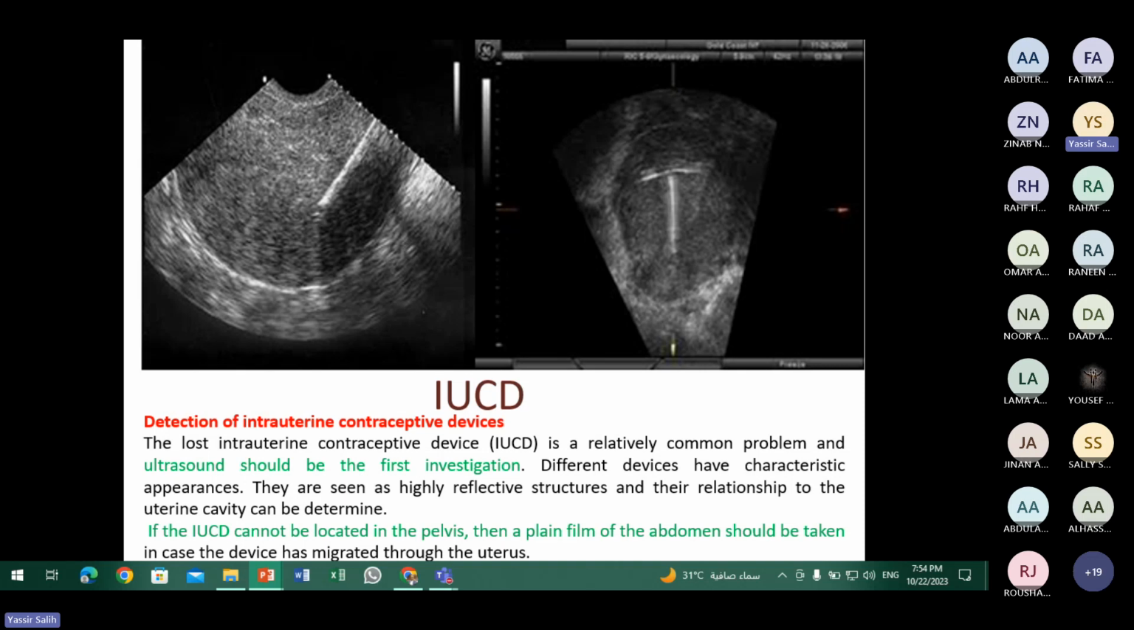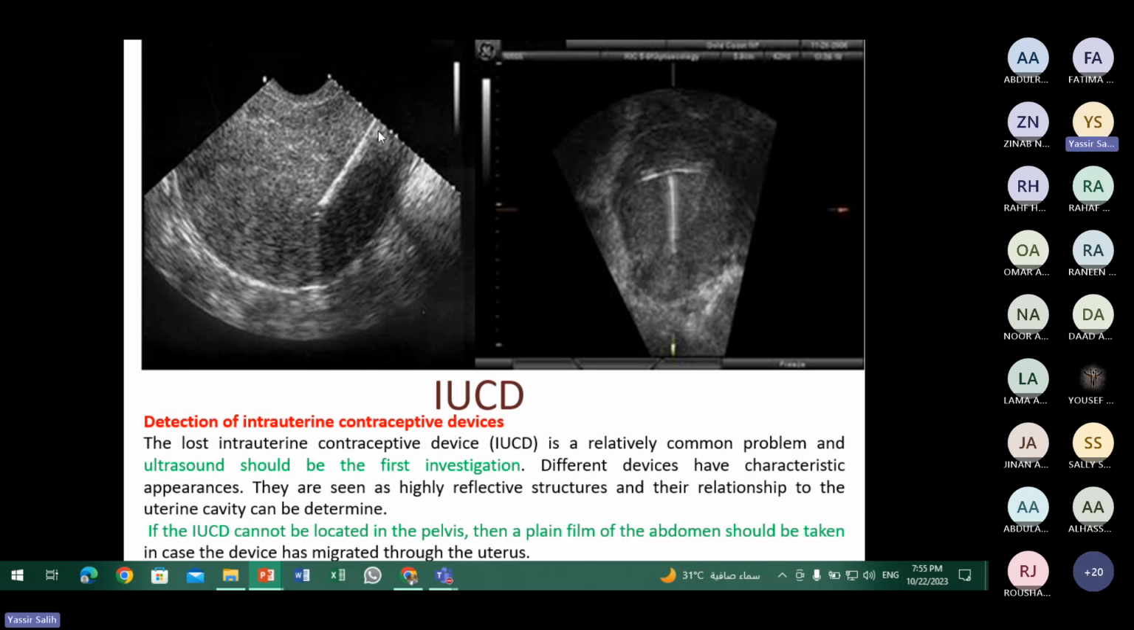So you have to search for this IUCD or IUD, intrauterine contraceptive device. The lost intrauterine contraceptive device, although it is not a common problem, should be assessed by ultrasound firstly. يعني أي IUCD lost, the ultrasound should be done firstly.